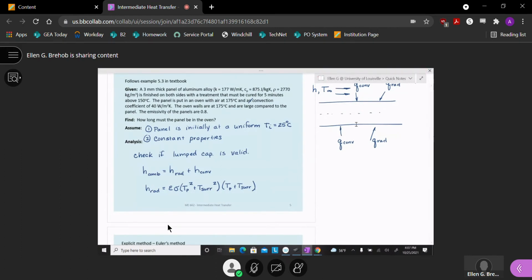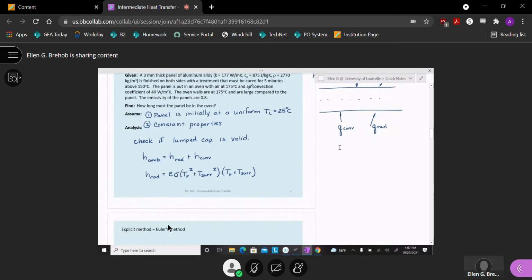So I'm using this full-blown equation since we know the two extremes of temperature, that the panel starts at 25 degrees C or 298 Kelvin. Okay. And then we know it gets up to at least 150 degrees C. So I'm going to put that one in. So 150 degrees C plus 273 gives me 423 Kelvin.